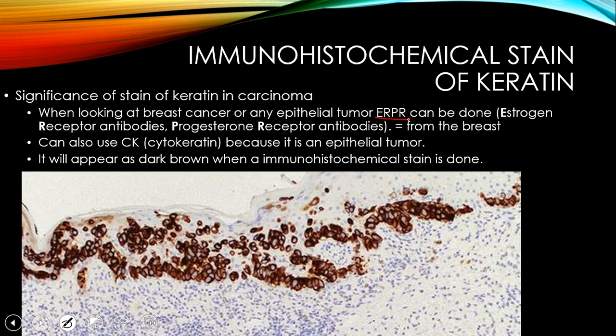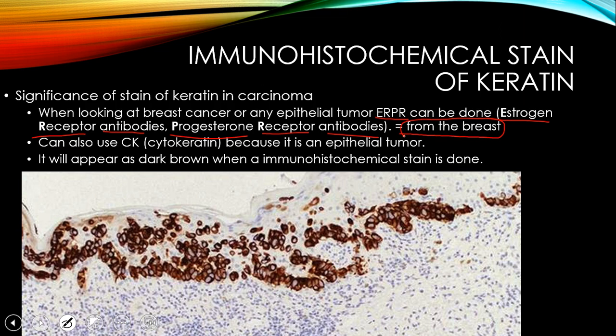ERPR can be done. What's ERPR? It is estrogen receptor antibodies and progesterone receptor antibodies. ERPR from the breast. So this special kind of stain will point out these particular cells, and you'll be able to identify that based on that type of stain. And that will say if it has those, ERPR must be from the breast.